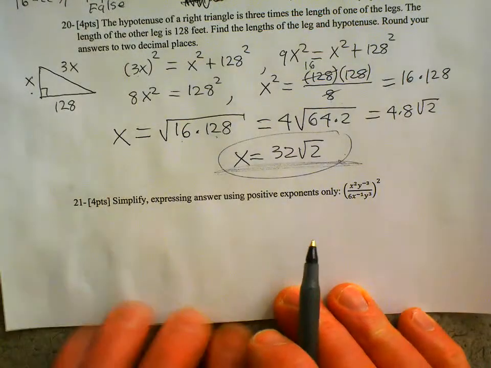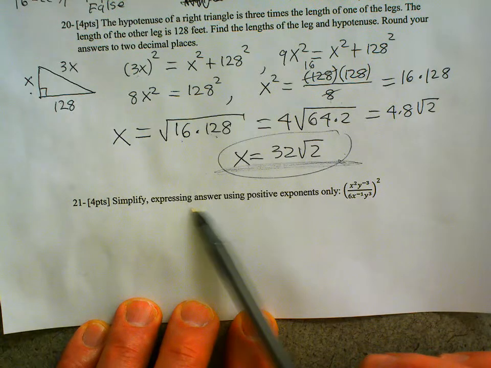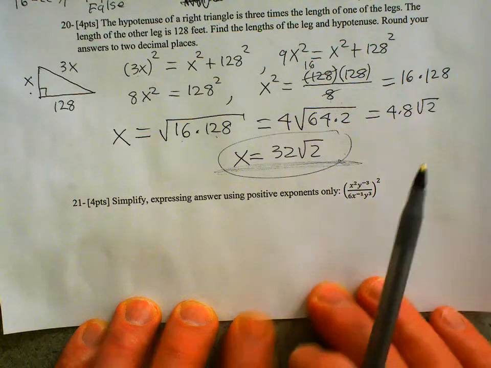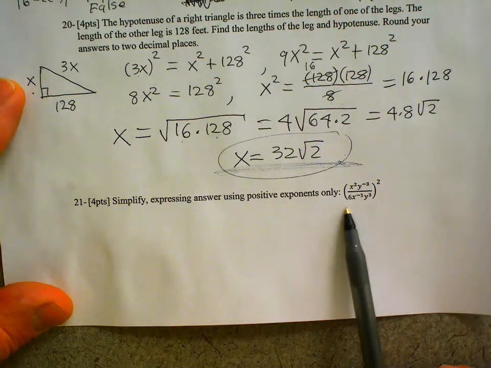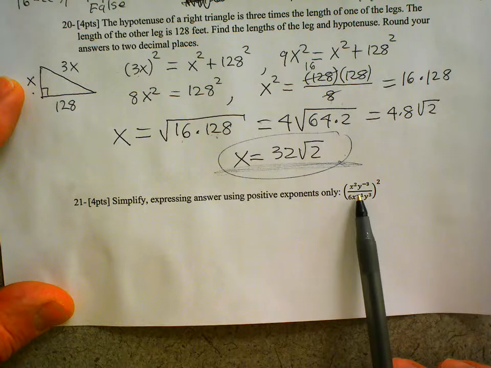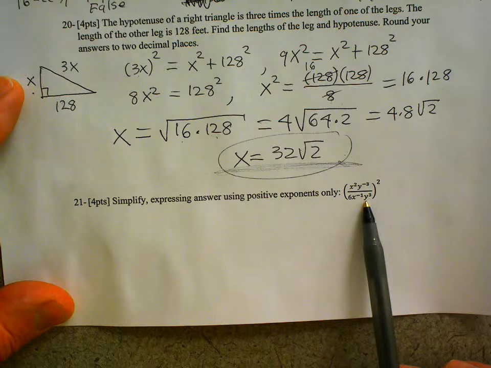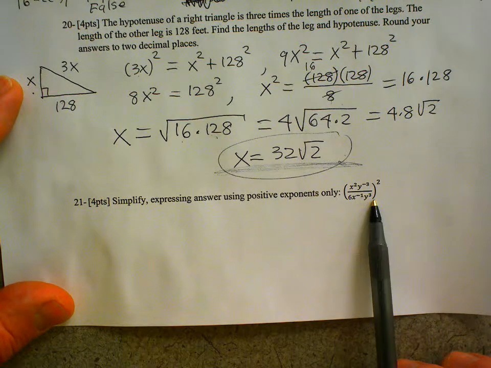Okay, the next example, simplify this expression. And in the end, we only want positive exponents. So inside parentheses, we have x to the second, y to the negative 3, over 6 times x to the negative 1 over y to the positive 3. And this is all raised to the second power.